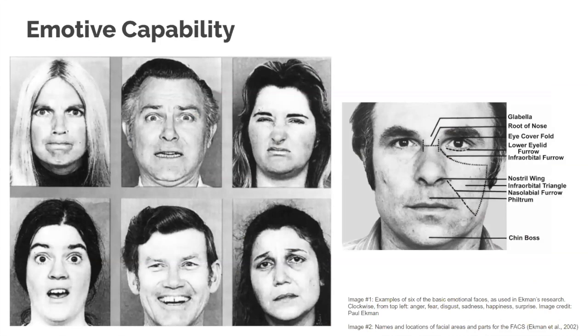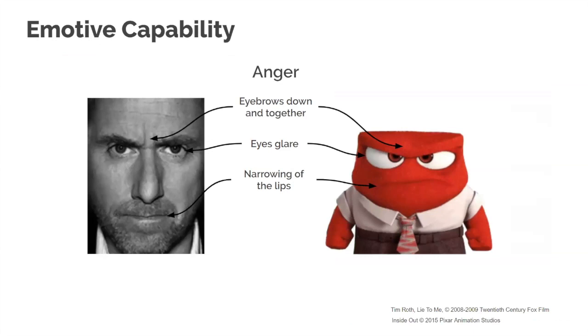Moving forward, the design of this character needed to have an emotive capability. So Paul Ekman's six basic emotions were looked at. And taking all of this into account, you can see how simplistic characters can also emote quite well. So companies like Pixar and Disney leverage Ekman's work in basic emotions and facial action coding to show how even simplistic characters can emote.